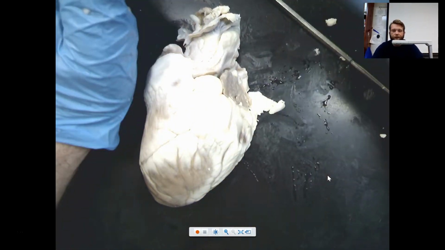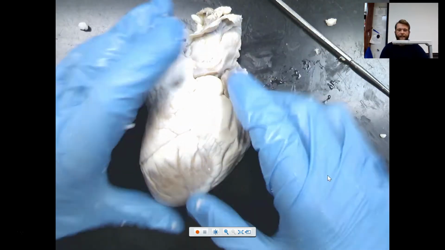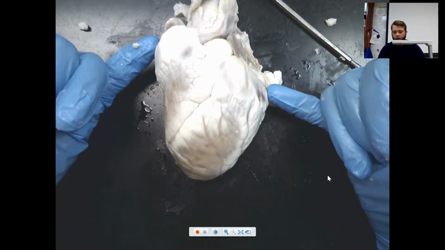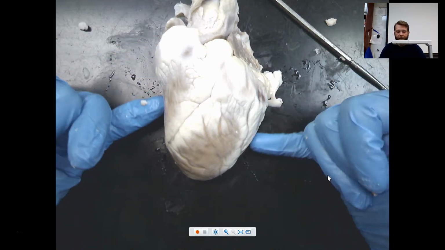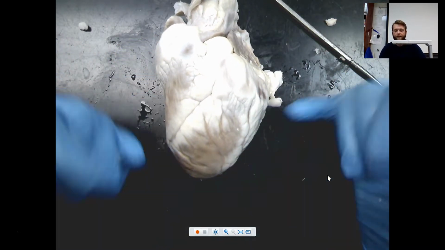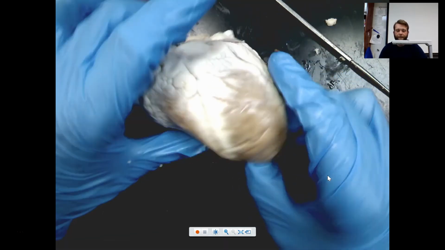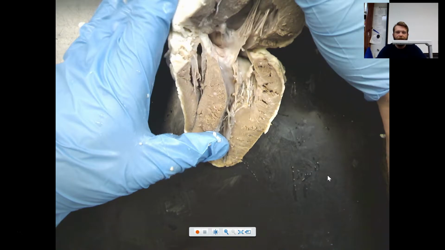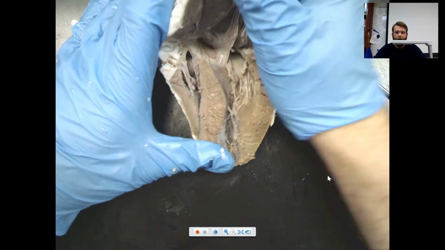Let's start looking at internal things of our heart. What I did here is I took a scalpel and cut on either side below the auricles on the right and left side and made a cut through the apex. So what you can do is then reflect the heart back. You can take this top part and lift it up to see the inside. This is actually the inside of our heart.